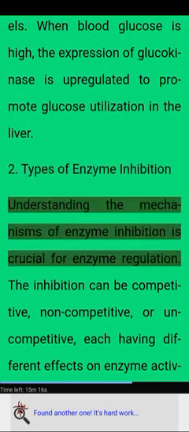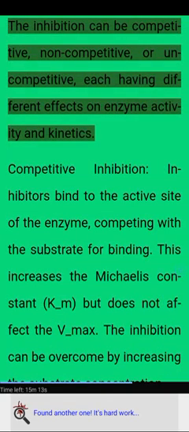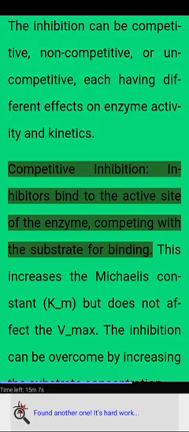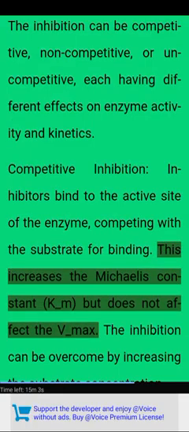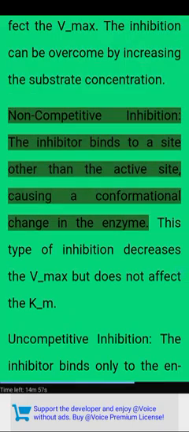2. Types of enzyme inhibition. Understanding the mechanisms of enzyme inhibition is crucial for enzyme regulation. The inhibition can be competitive, non-competitive, or uncompetitive, each having different effects on enzyme activity and kinetics. Competitive inhibition: inhibitors bind to the active site of the enzyme, competing with the substrate for binding. This increases the Michaelis constant K_m, but does not affect the V_max. The inhibition can be overcome by increasing the substrate concentration.